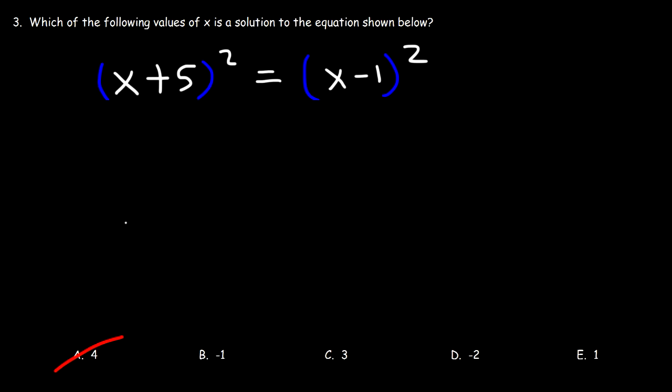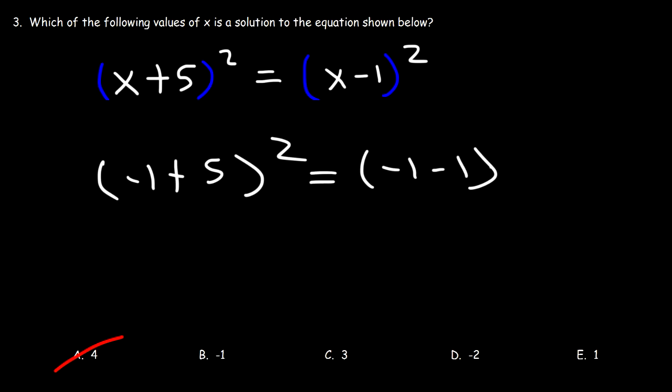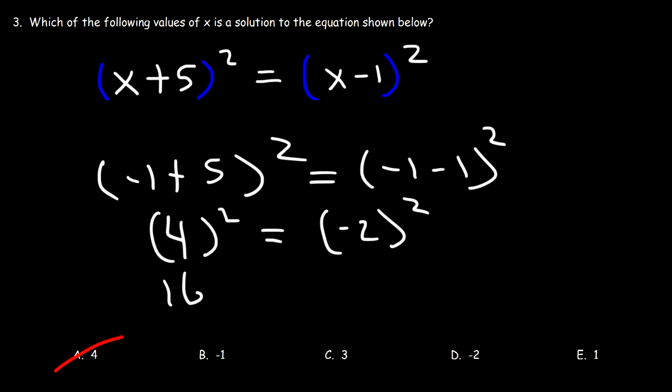Now let's move on to the next one. So let's plug in negative 1. Negative 1 plus 5 is 4, and negative 1 minus 1 is negative 2. 4 squared is 16, negative 2 squared is 4. These two don't equal each other, so we could eliminate answer choice B.